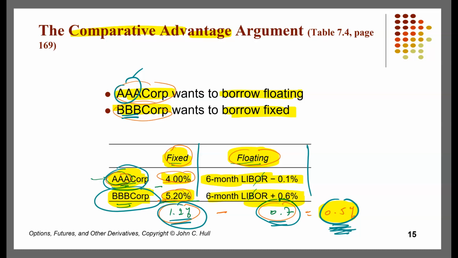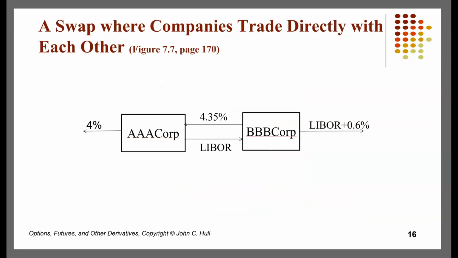However, you remember that they don't want the floating rate, they really want the fixed rate. So how do we structure a swap between these two companies directly, without the middleman, as we had in the earlier video, that takes advantage of this? And that's what we have next.